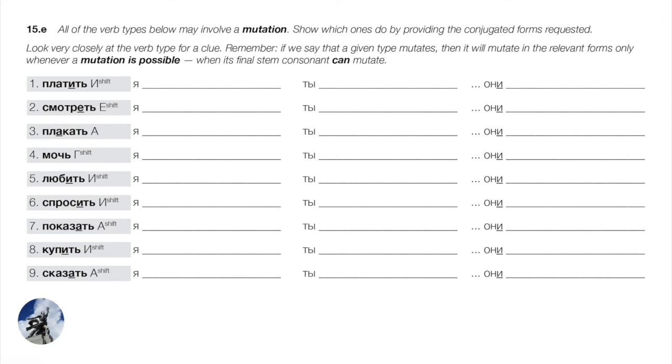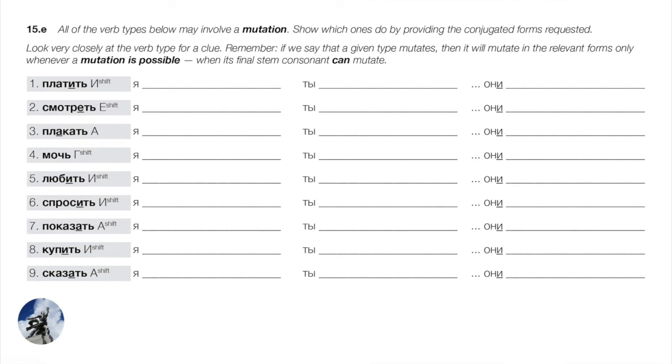Let's start with платить. That's an E verb, so we've just learned that today. E verbs are going to mutate in the ya form only if a mutation is possible. Can т mutate? Yes. It can mutate to ч, and so it does. So we get я плачу. Now shifting stress, stress shifts backwards, and we lose the mutation. Ты платишь, они платят.